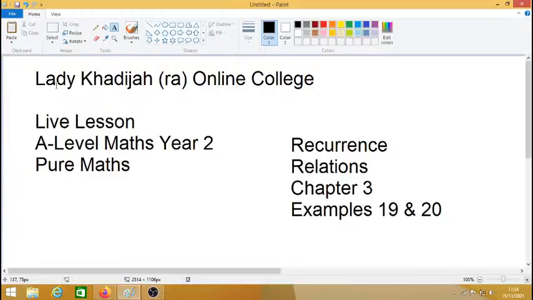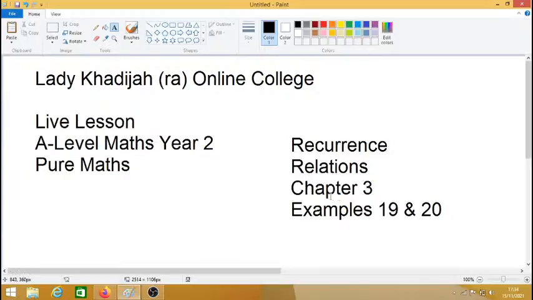Lady Khadija radiallahu anha, may God be pleased with her, online college. A live lesson in A-level maths, year 2, pure maths. And today's topic is recurrence relations. That's where a sequence is made from numbers that feed into the next number. So whatever answer you get in the sequence feeds into the next number.